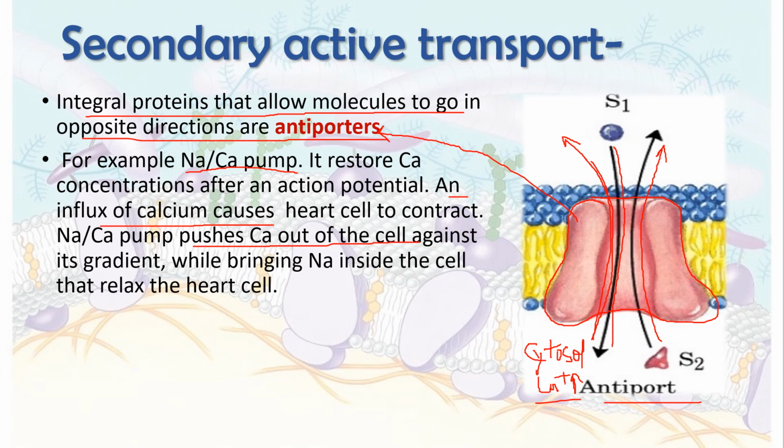Parallelly, the sodium ion, okay, comes inside the cell, which is down its electrochemical gradient. So Na ion comes inside the cell because at the extracellular space the concentration of sodium ion is high. So it moves from high concentration to lower concentration. As soon as the sodium ion comes inside the cell, the heart cell gets relaxed. Okay, this is the secondary active transport mechanism.